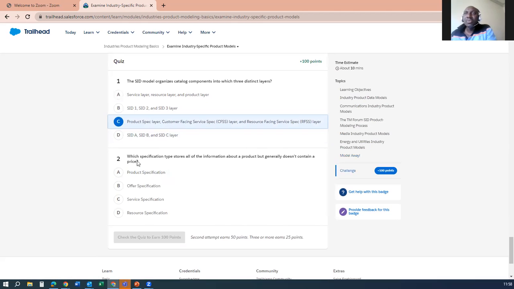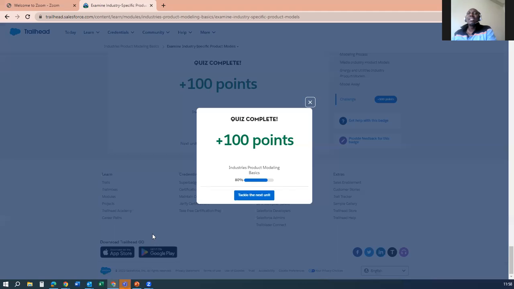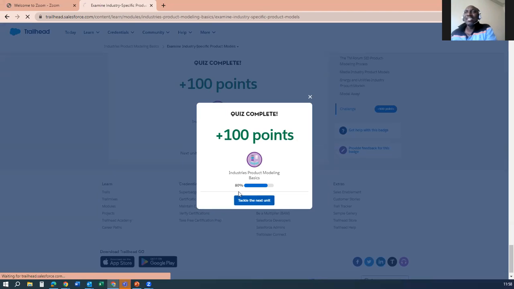And I go to question number 2, which specification type stores all the information about a product, but generally doesn't contain a price. So product specifications, offer specifications, service specifications, and then resource specifications. So when I see this, which specification type stores all the information about a product? So this will be product specification. So I'll check my challenge, and yes, I get the right answer.